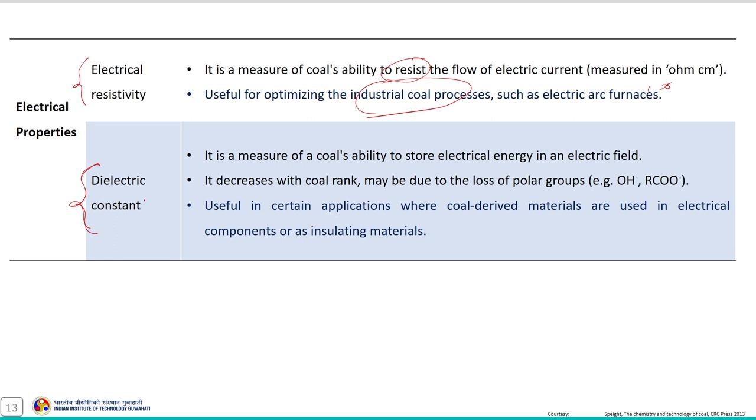However, the dielectric constant measures the coal's ability to store electrical energy in an electric field, and it decreases with coal rank, and this may be due to loss of polar groups. The information about the dielectric constant of the given sample is useful in certain applications where coal derived materials are used in electrical components or as insulating materials.